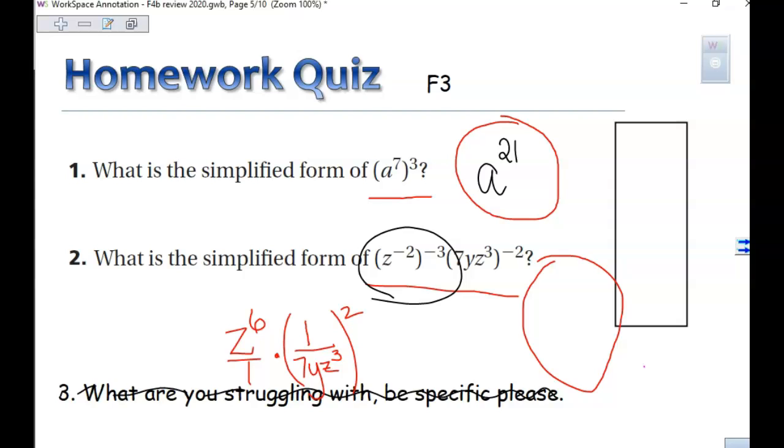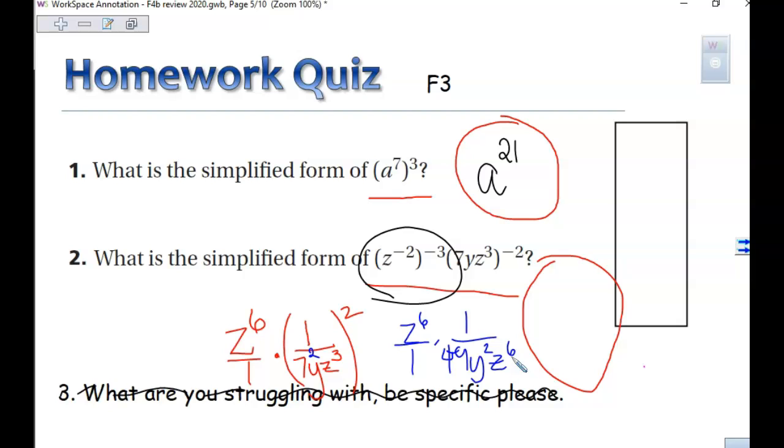Sure. If we are looking at this, I had z to the 6th to start off. 1 squared is still just 1. 7 squared is 49. y to the 2nd, z to the 6th. And I'm multiplying that, so I got top times top. So the z to the 6th over z to the 6th, someone goes, oh, that's equal to z to the 0.